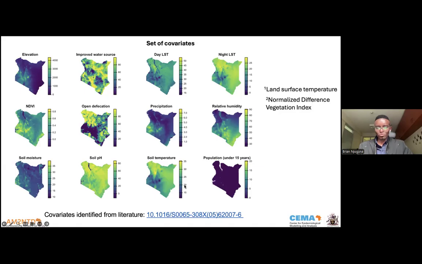And then we obtained around 11 covariates, and the 12th one here, the population under 15, was used to do population weighted prevalence, when we are aggregating from this very high resolution to the different administrative levels that are required.